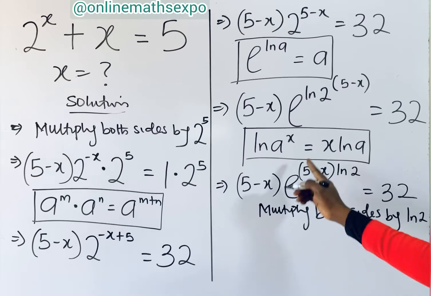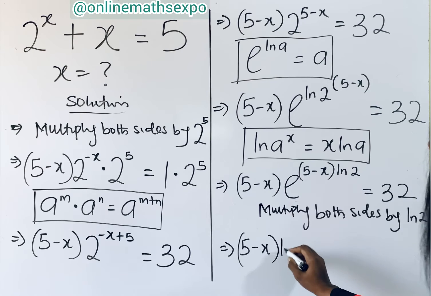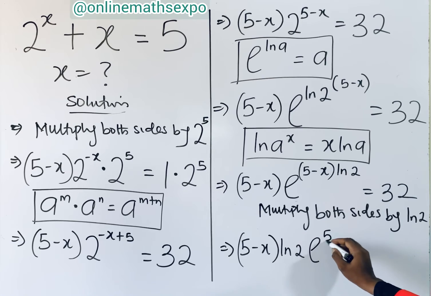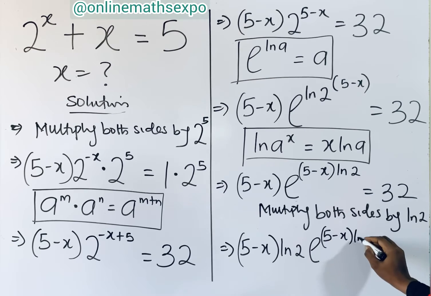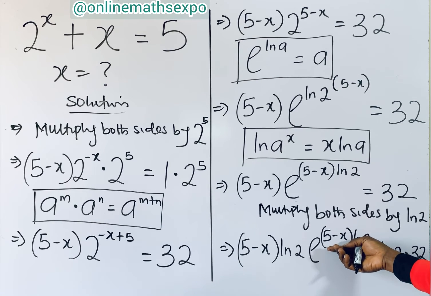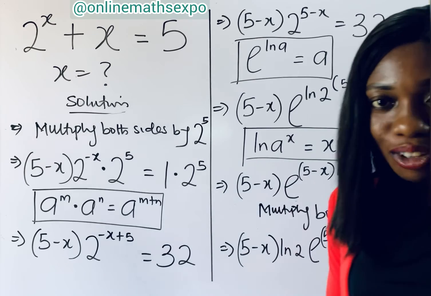If you do that, we are going to have 5 minus x multiplied by ln of 2, multiplied by e to the power of 5 minus x ln of 2, is equal to, multiplying this, ln of 2 multiplied by 32. Interesting. So you observe now that what we have at the power and what we have at the coefficient of this e are now the same. So at this point, you can now introduce the Lambert W function.